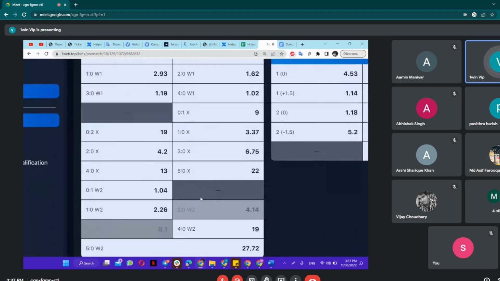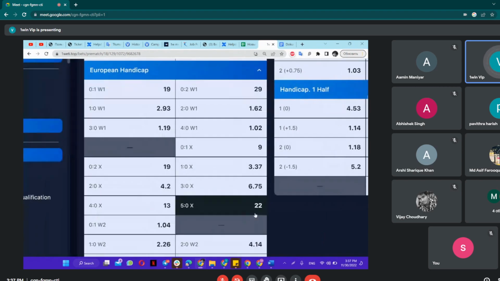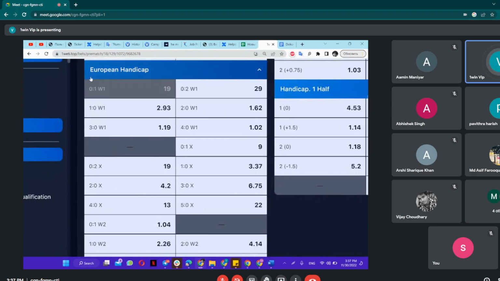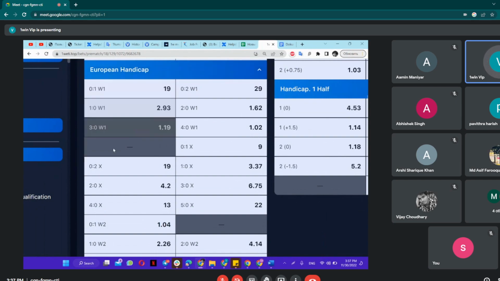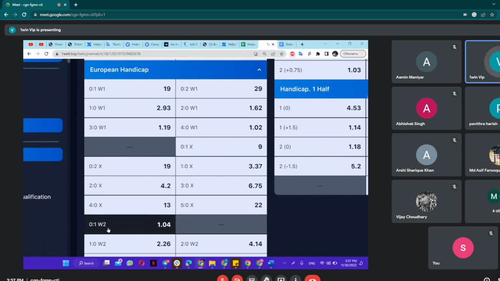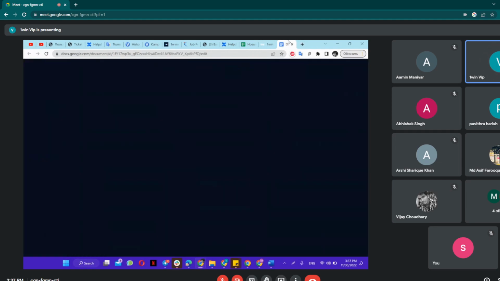What is handicap in general? Let's start with European handicap, it's the easiest one. As you can see, we have W1, X, W2. Basically, handicap is betting on the winning of the first team, second team, or a draw, but with some conditions, with this handicap. So how will it be calculated?